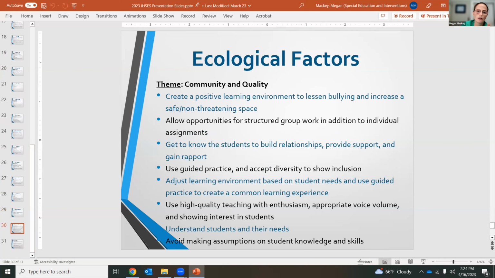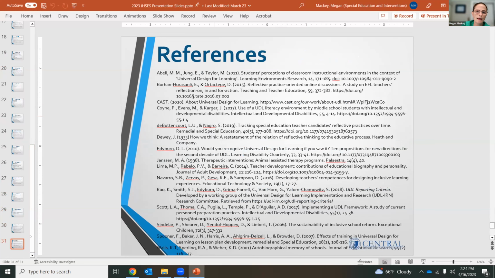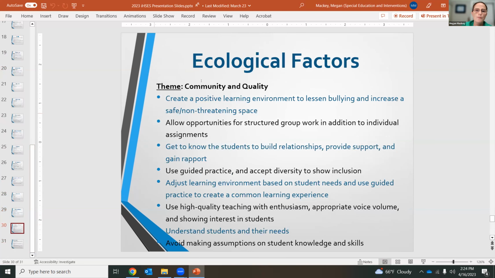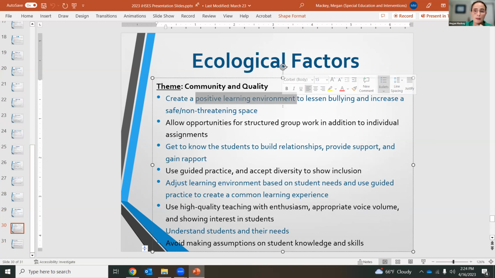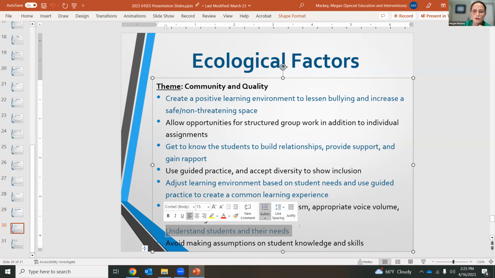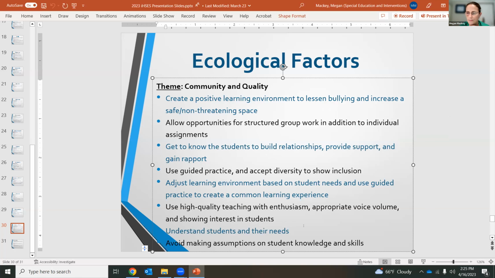Ecological factors, this is another thing, is taking a look at creating a positive learning community environment. So less bullying, and a very safe and non-threatening space. Structured group work comes up here again. Building relationships. If you get into Maslow's hierarchy, until basic needs are met and we feel we are in a safe, threat-free zone, none of us are going to be as successful as we could possibly be. So it's important as educators to make sure we understand students and their needs and avoid making assumptions.